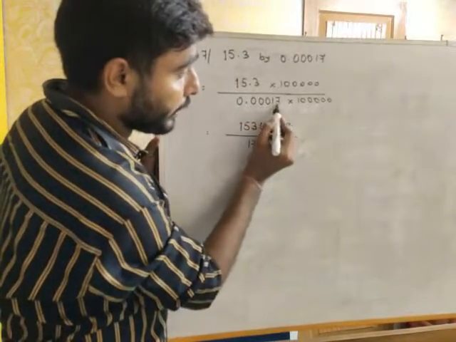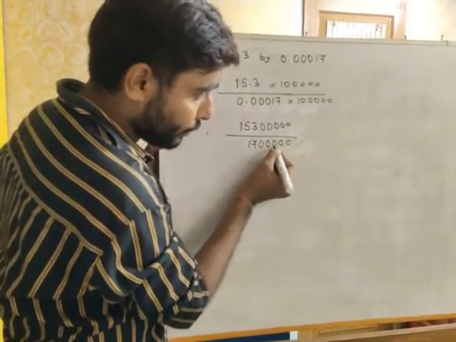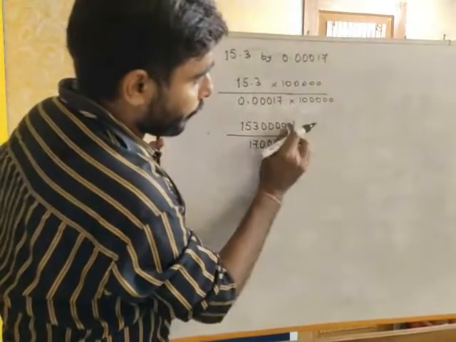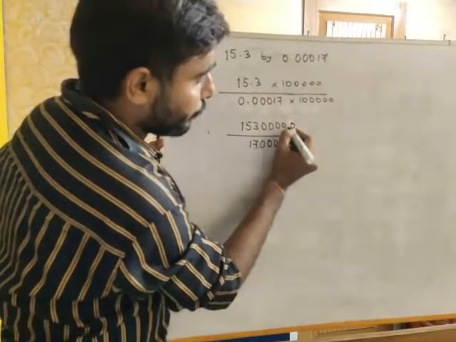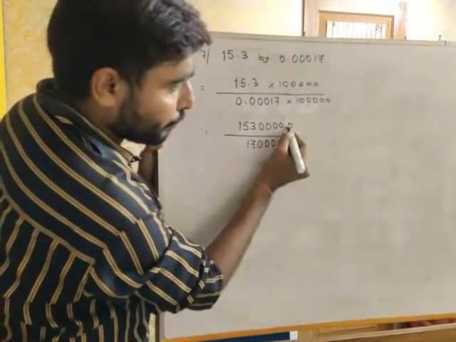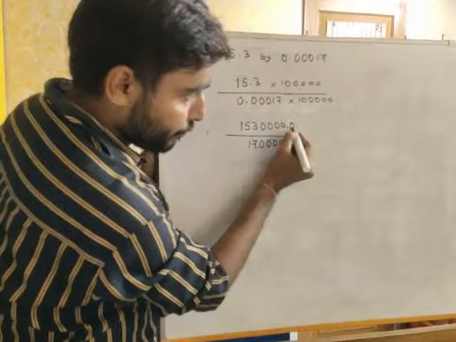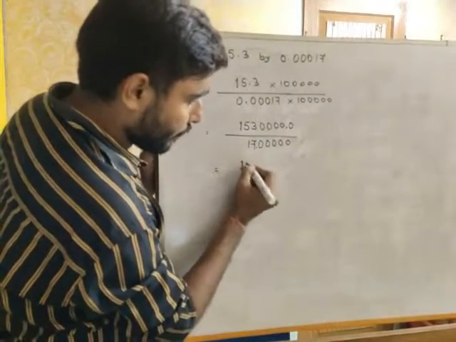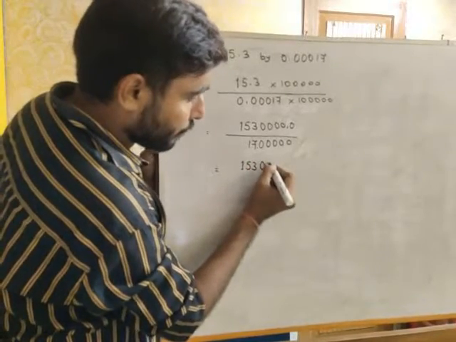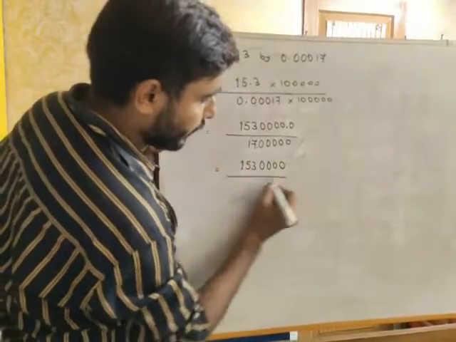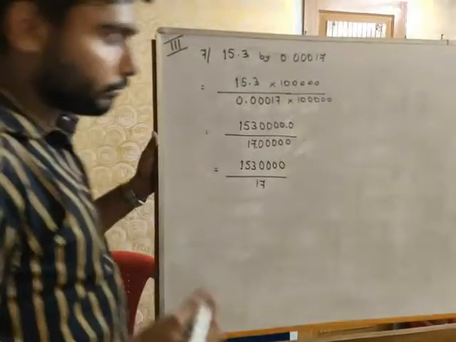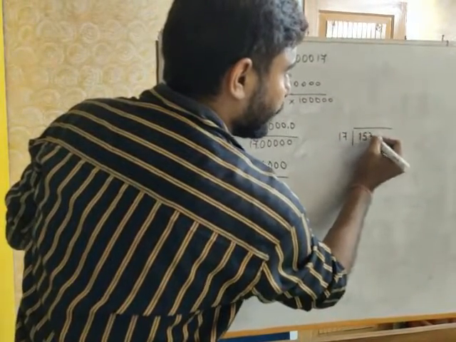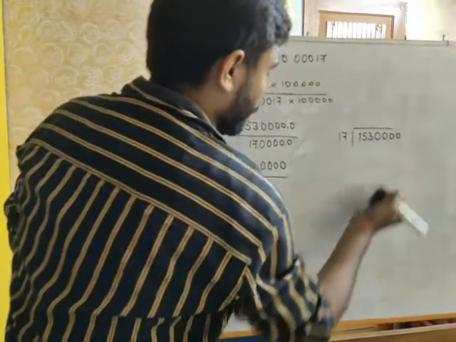Now we will have to count the decimal places. 1, 2, 3, 4, 5. So 5 from the end, the decimal will be placed here. And in the numerator, one decimal place was there. So after the decimal, 0 point this one. After the ones place, we will write the decimal. So it will be 153 and 4 zeros, and it is 17. So now let us divide. 17 will divide 153 with 4 zeros.